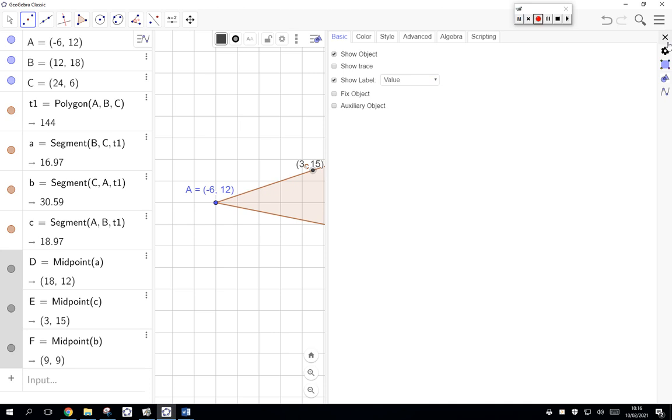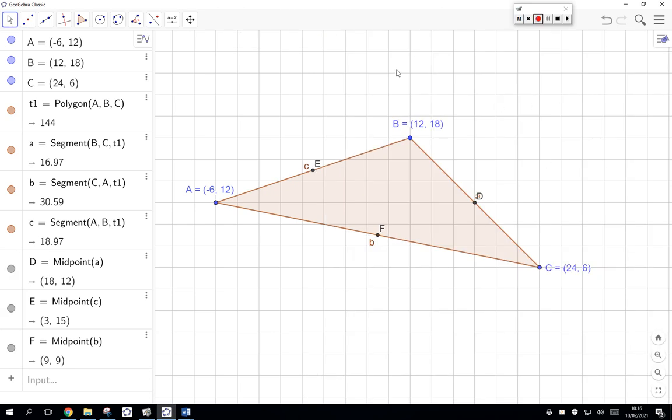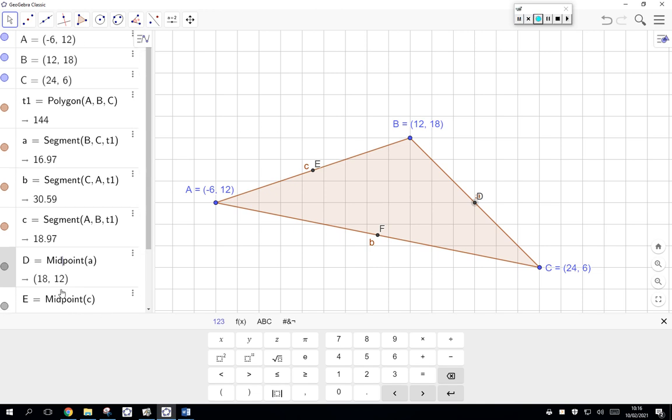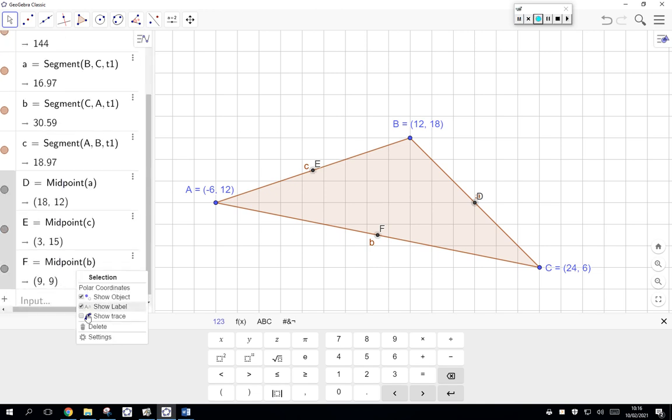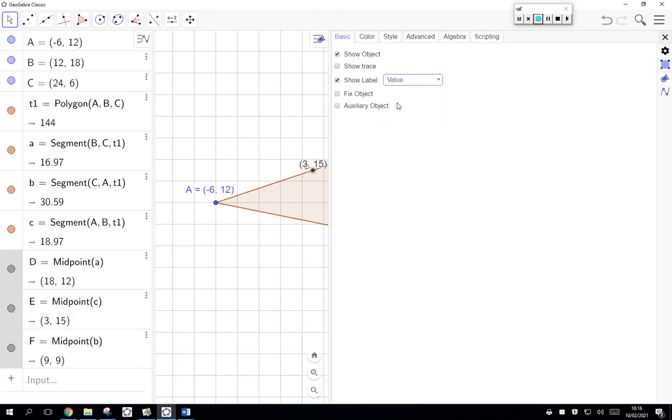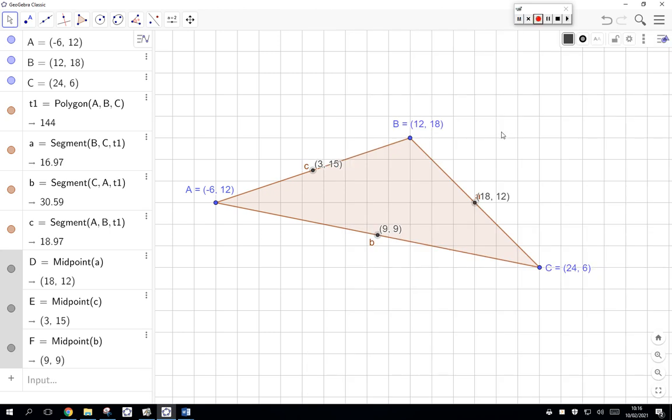That's the picture. So there's my, let me try that again. Settings, and I want to show the value. So we've midpoints here, 18, 12 there, 9, 9, 3, 15. Okay, so we want to find the equations of the line passing through the vertex and this midpoint.